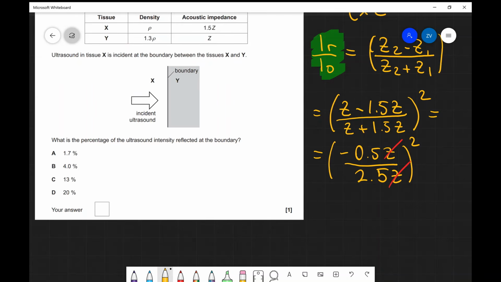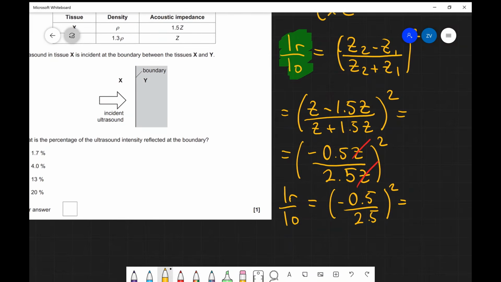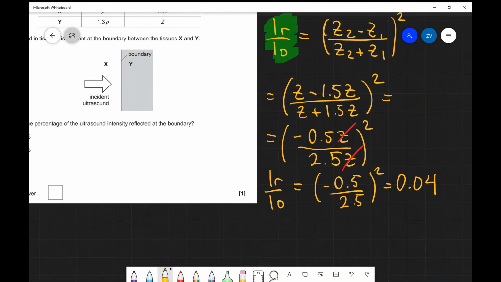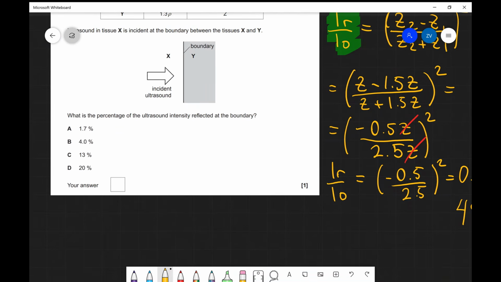So we almost have a value for I_R over I naught. All we need to do is write down that I_R over I naught is equal to minus 0.5 all over 2.5, squared. And if we put that into a scientific calculator, minus 0.5 over 2.5 and we square it, I'm going to get 0.04. Now it's not yet a percentage, so what we need to do is times that by 100, so this will obviously be equal to 4%. So the correct answer in this case is B, 4%.